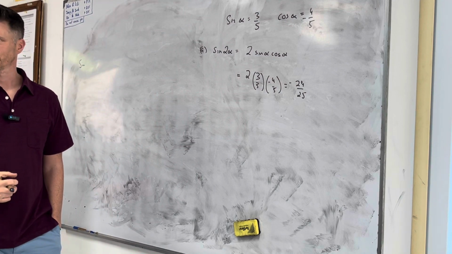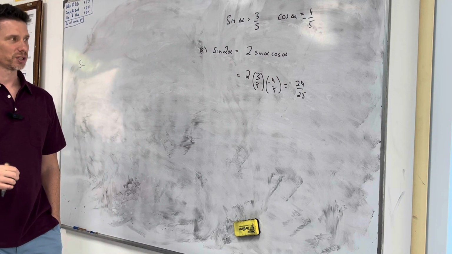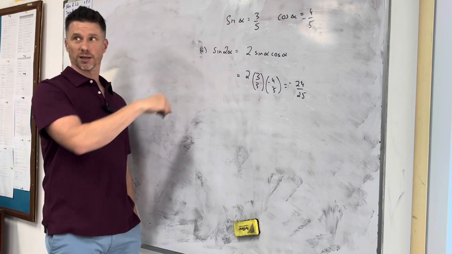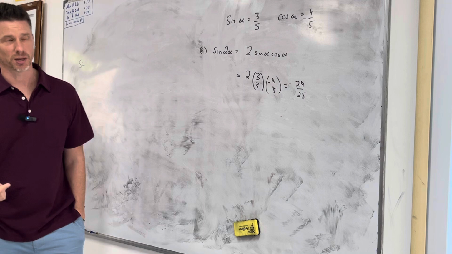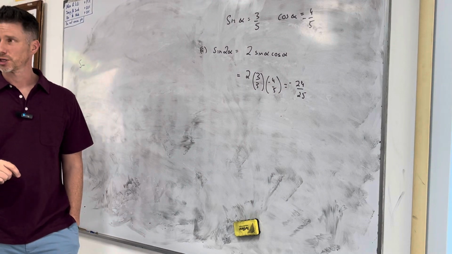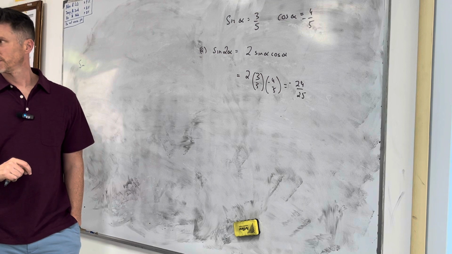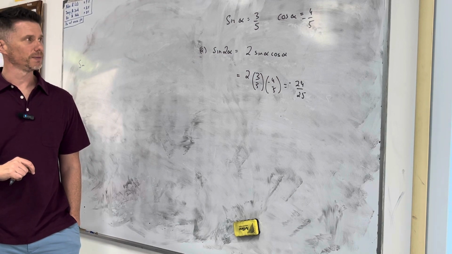Sine double alpha. So we never at any stage actually know the angle. We could do arc sine and get the actual angle, but this would be a non-calculator question. So at the moment we just have the ratio. We would know what quadrant, I have a good idea what quadrant that might be in, for double the angle.